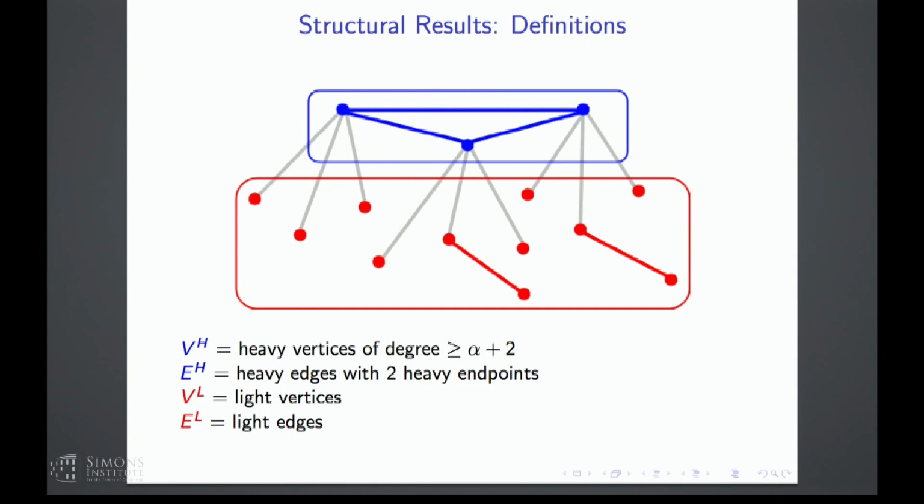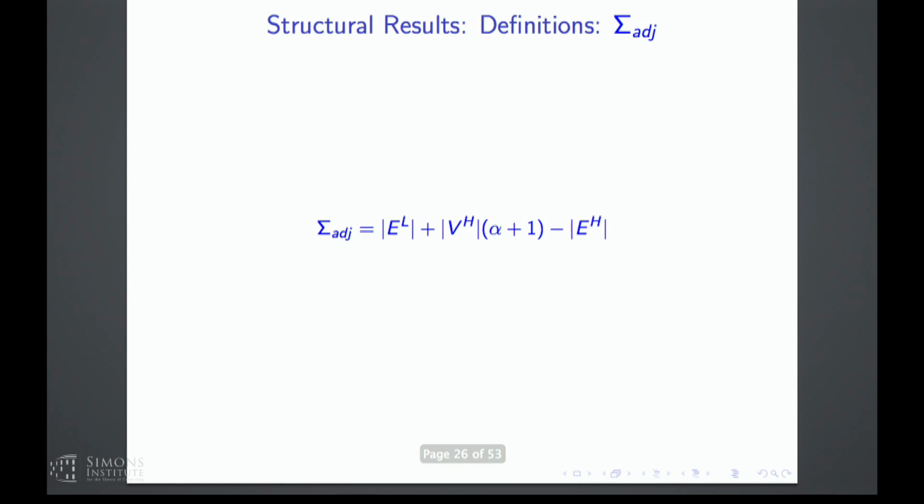First, let me make a few definitions. We define a set of heavy vertices which have degrees at least alpha plus 2, and heavy edges which have 2 heavy endpoints. So these are the ones in blue here at the top. And similarly, we have light vertices of degrees smaller than alpha plus 2, and light edges which have 2 light endpoints. So those are the ones in red. And so from that, we can immediately define sigma adjacency, which is just the number of light edges plus the number of heavy vertices times alpha plus 1, and minus the number of heavy edges.